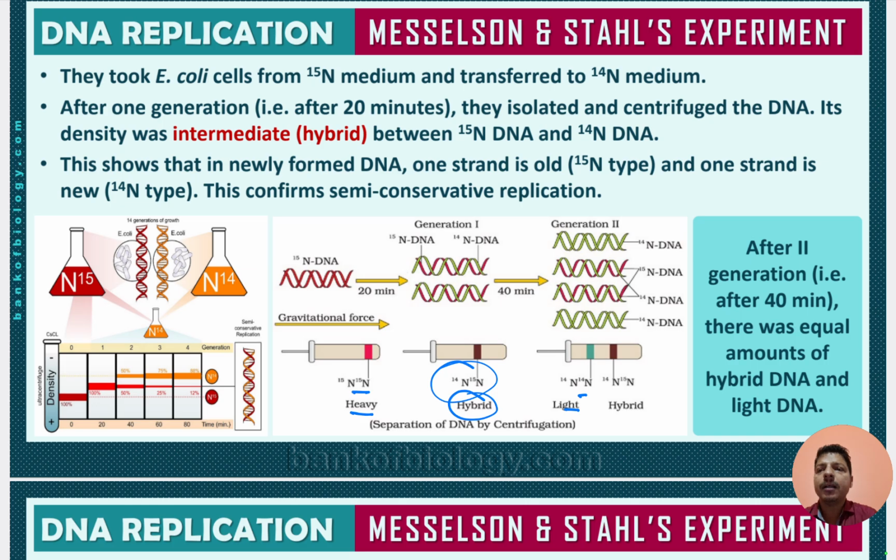Then what happened? This shows that in the newly formed DNA, one strand is the older one, or N15 type, and one strand is the new one, N14 type. This confirms the semi-conservative replication. And after the second generation, that is after 40 minutes, equal amounts of hybrid DNA and light DNA were formed, as I told here.